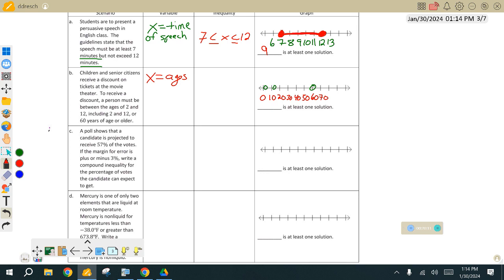A person must be between the ages of 2 and 12. Are we going to close 2 and 12? Yes, because it then says included. So you're going to be both closed. Cool. And then it says 60. Are we going to close 60? No, because it said 60 years of age or older.